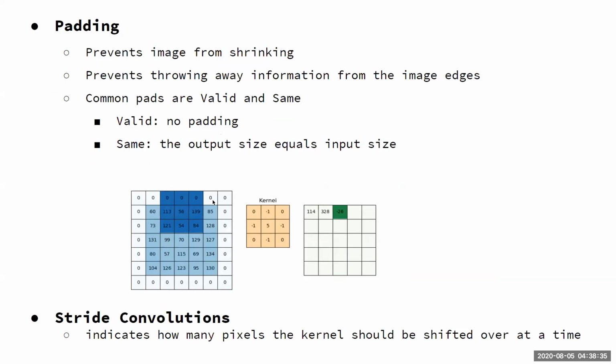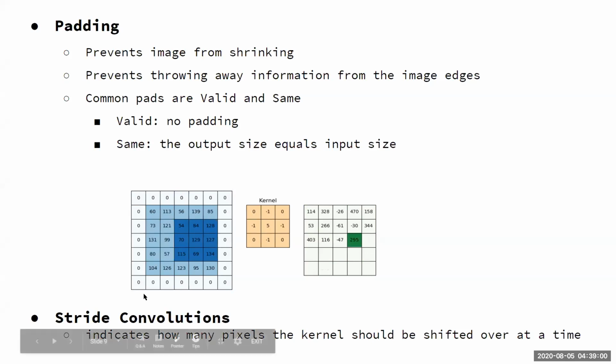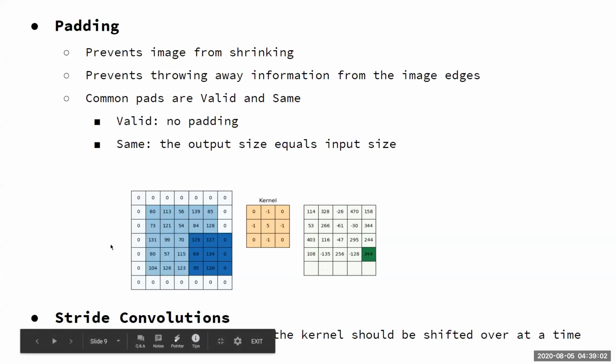And now for the padding, this is information you are probably all familiar with, but it's just a refresher. So this padding has two purposes. The first one is to prevent the image from shrinking, especially when we have a very deep neural network. The second purpose of it is to prevent throwing away information from the image edges.